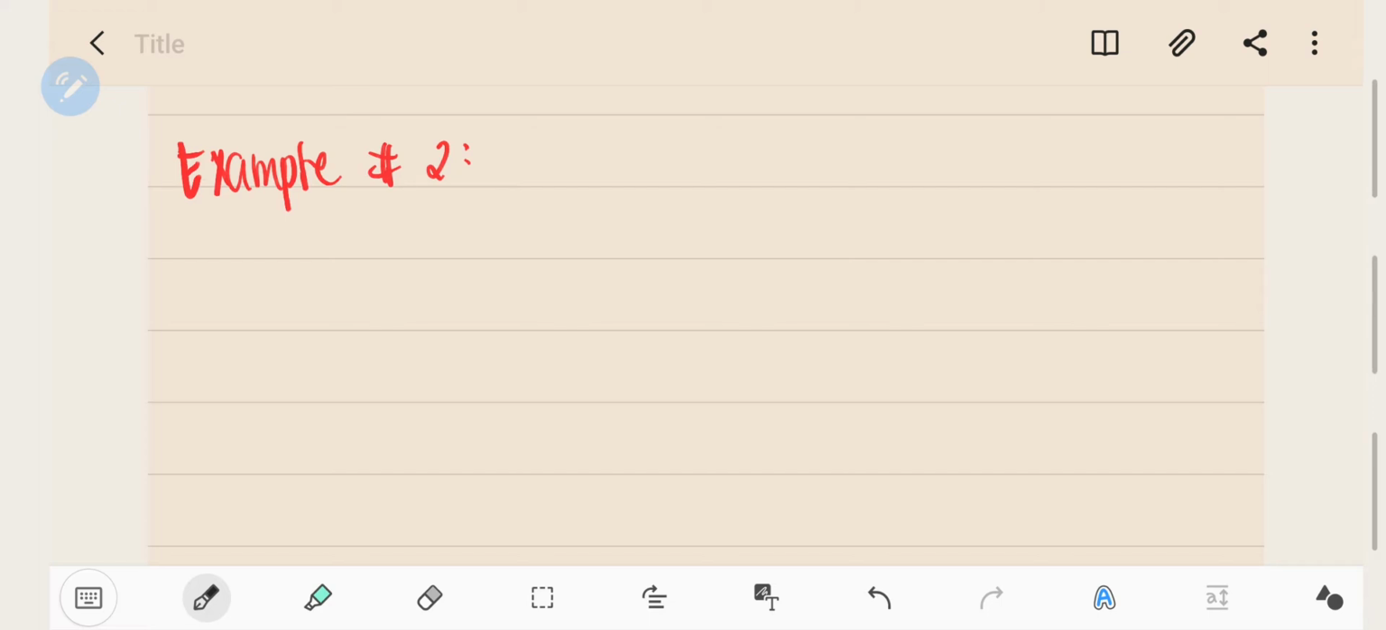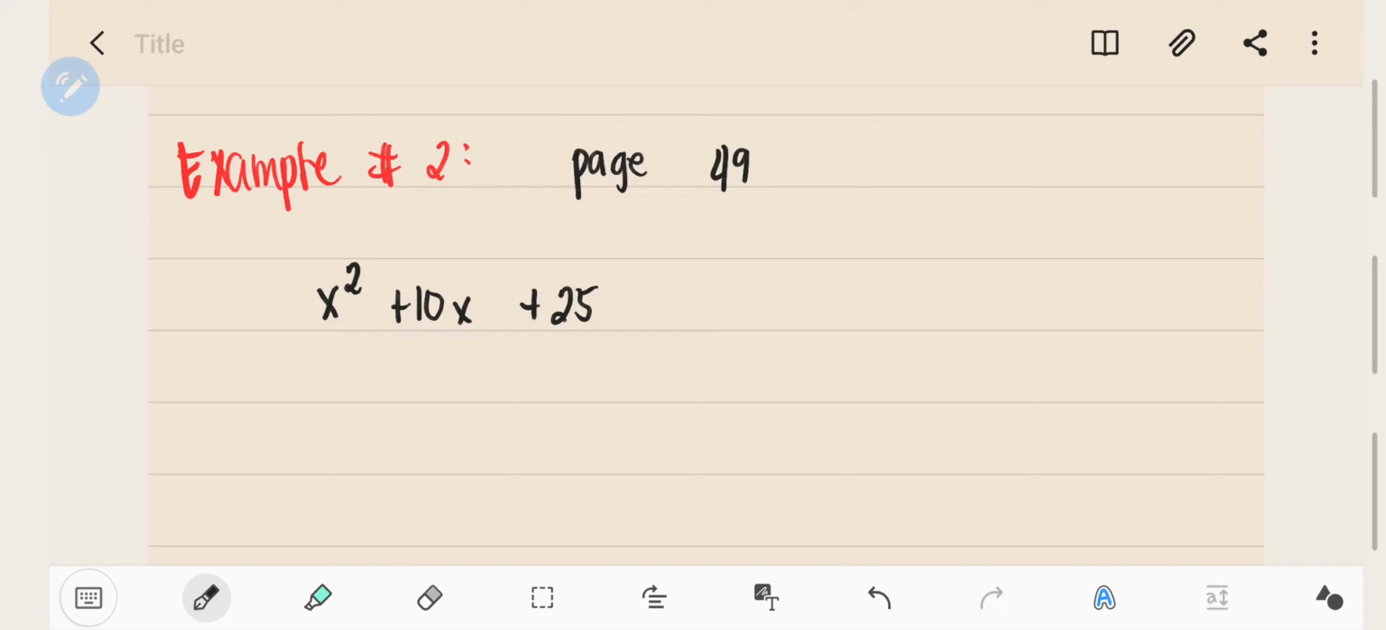Ito ay nasa libro ninyo ha. Page 49. So, page 49 of your book. Example number 1 siya sa book. So, I have x squared plus 10x plus 25. So, before we do the steps, I mentioned kanina, let us try to recognize muna if this trinomial is indeed a perfect square. Diba? You have to ask yourself 2 questions.